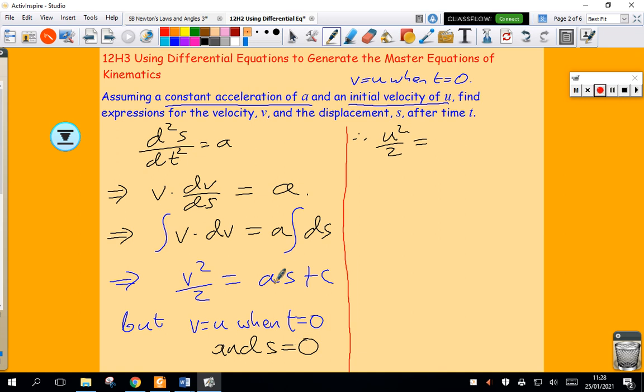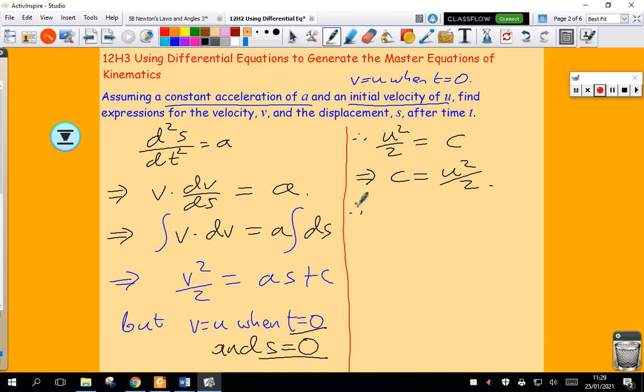So v is equal to u when s is equal to 0. So I'm going to plug that 0 in for s. So a times 0, which is just 0, plus c. So you get c is equal to u squared over 2. Remember, when the time is 0, the displacement has to be 0 because displacement is change in position. There can be no change in position if there's been no change in time.